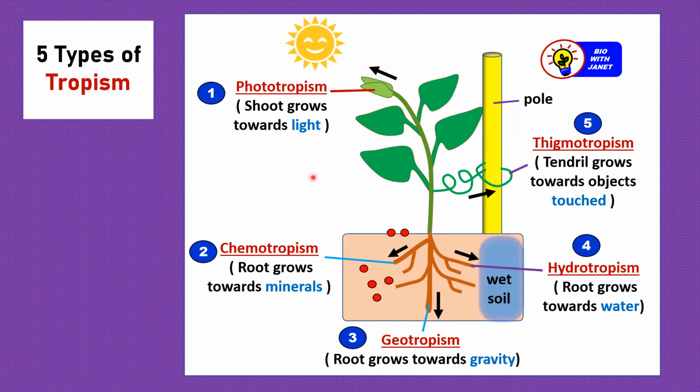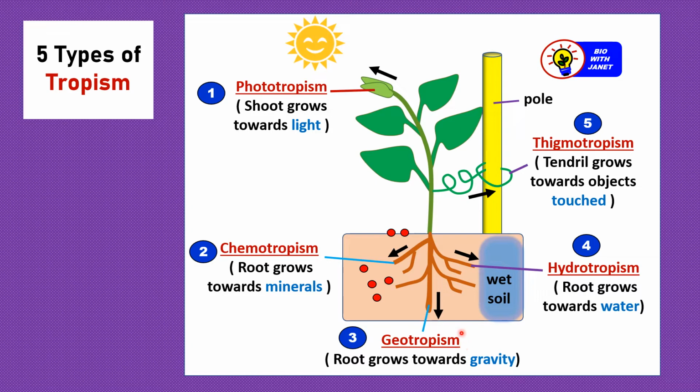Here is a useful picture that shows the 5 types of tropism, or 5 examples of tropism, in one picture. So number 1, in phototropism, the shoot grows towards the light. Number 2, in chemotropism, the root grows towards minerals or nutrients that it can absorb and that are beneficial to it for growth and development.